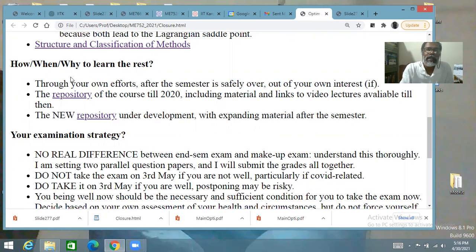So the rest of the material, if you are interested, you can learn through your efforts, and I will point to you the material which you can get in a coherent manner in some place. I mean, there are other books and websites where you get the material, but I am right now telling you my favorite set of notes where you can get the whole thing together.